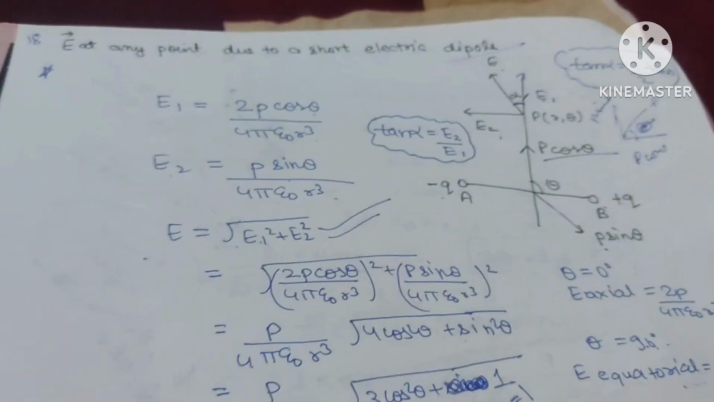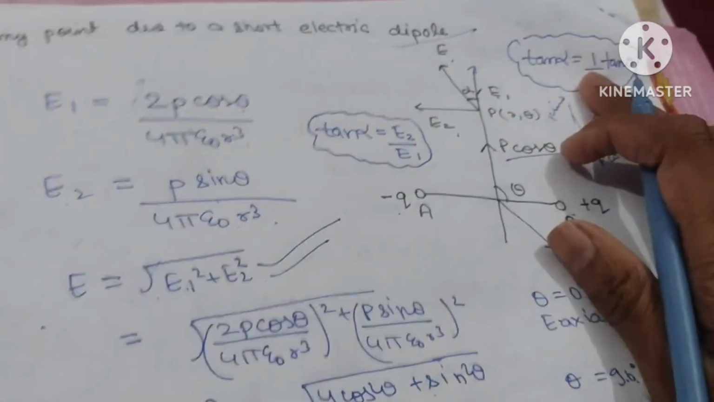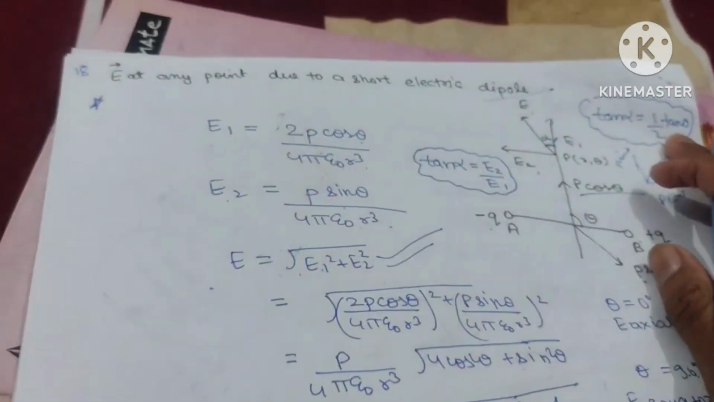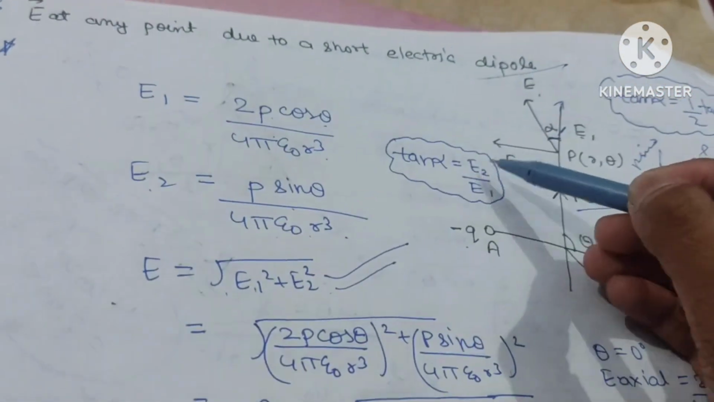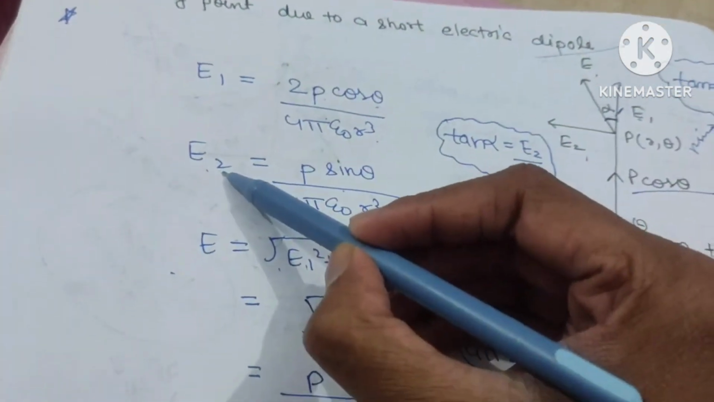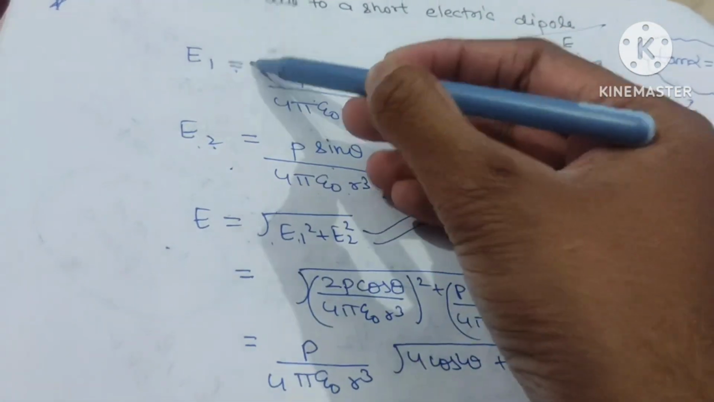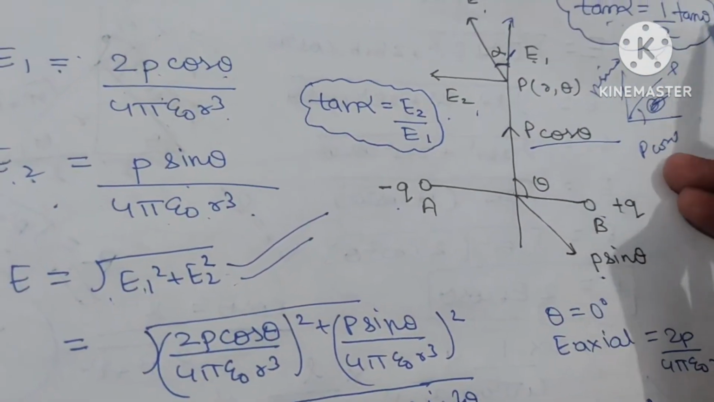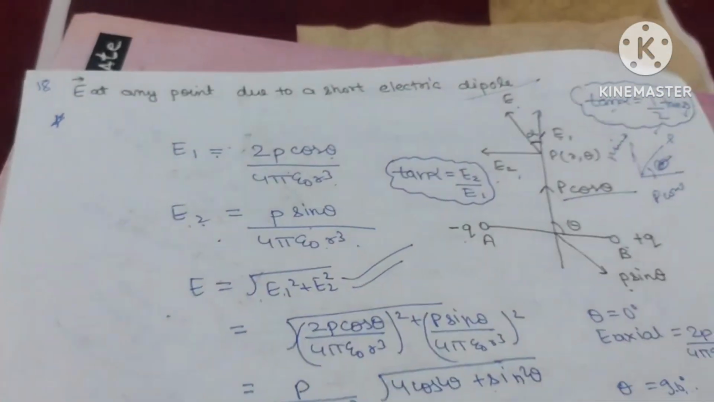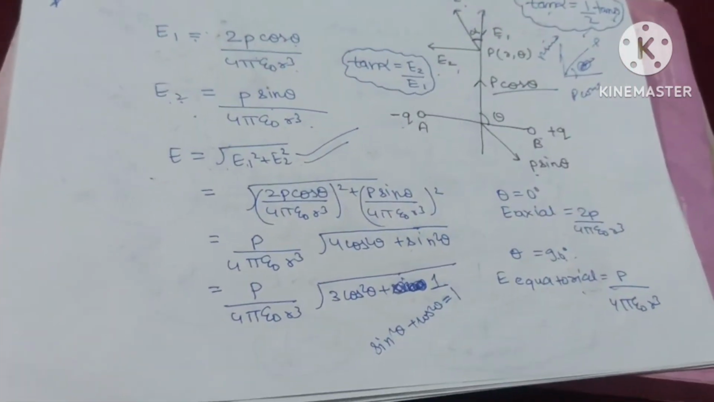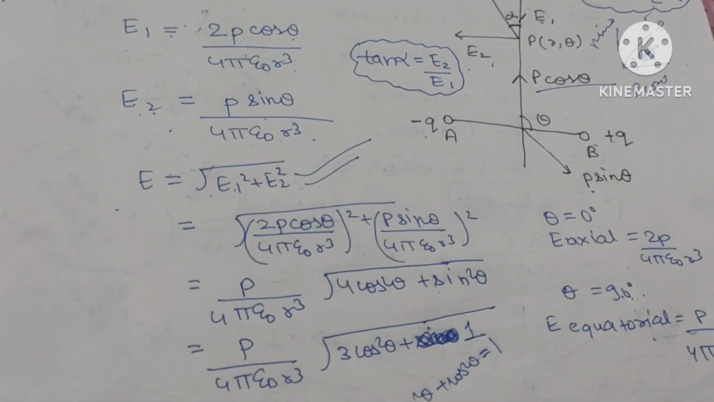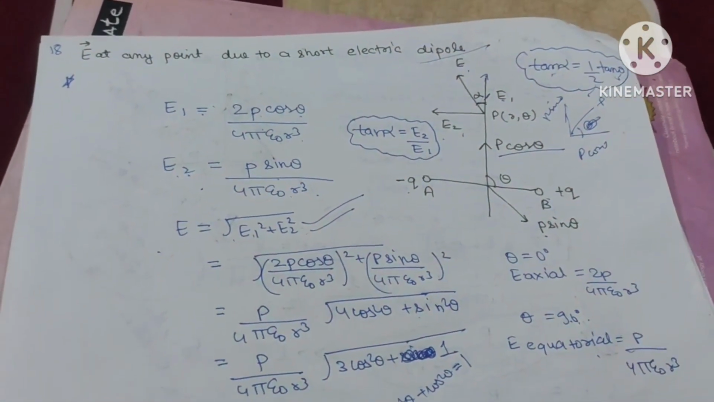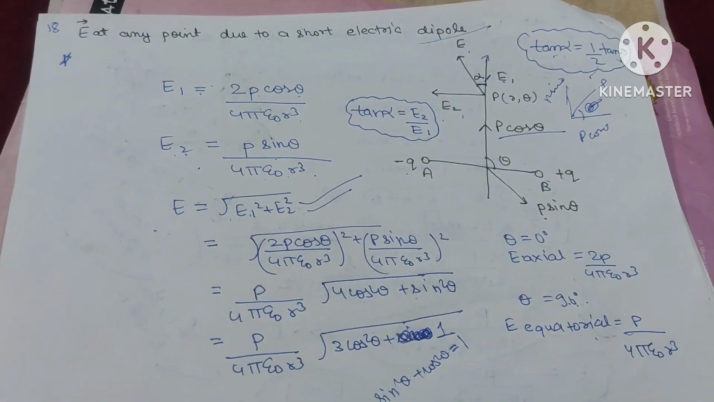So that's it. There's another matter, like tan alpha equal to 1 by 2 tan theta. How has it come? E2 by E1. This is E2, this is E1. If we divide E2 by E1, we'll get tan alpha equal to 1 by 2 tan theta. Okay, and that's it. You have to look at all the equations. Now thank you.